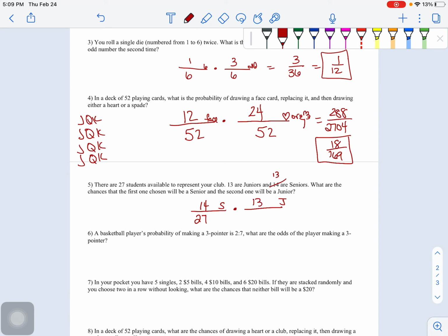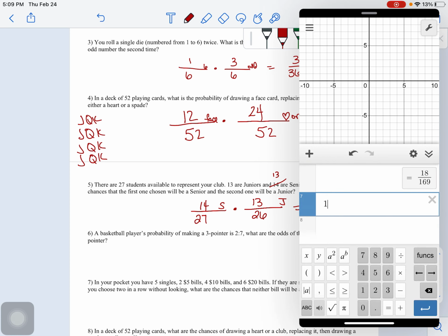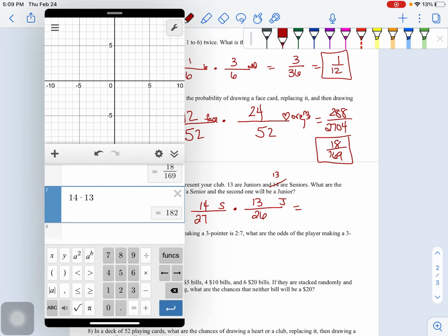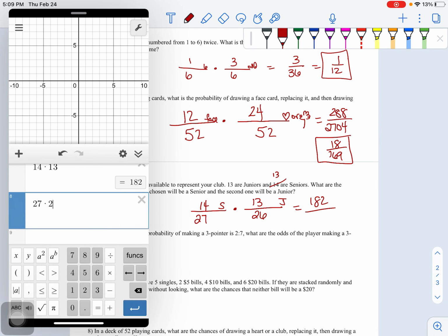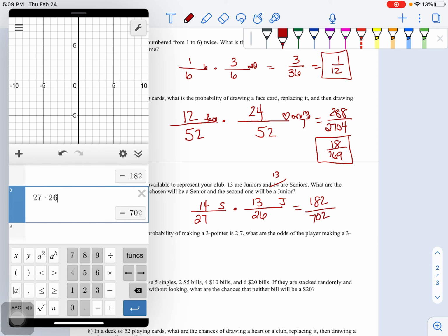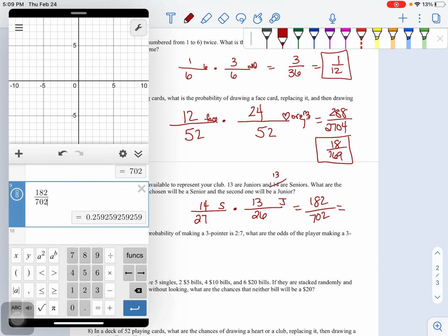We can reduce beforehand, but we'll just reduce at the end. Let's see, we've got 14 times 13, 182. 27 times 26, 702. 182 over 702.